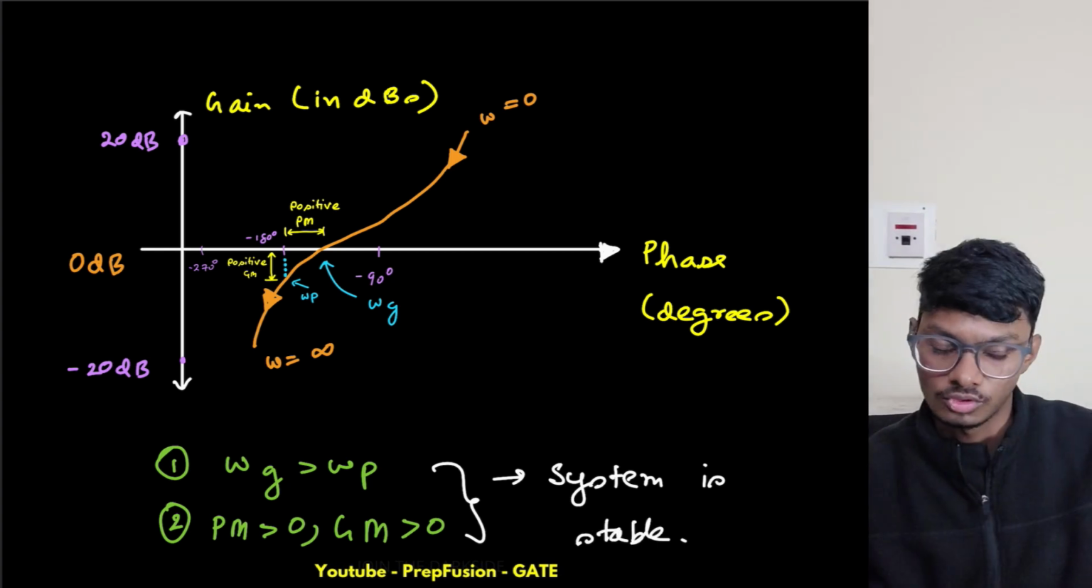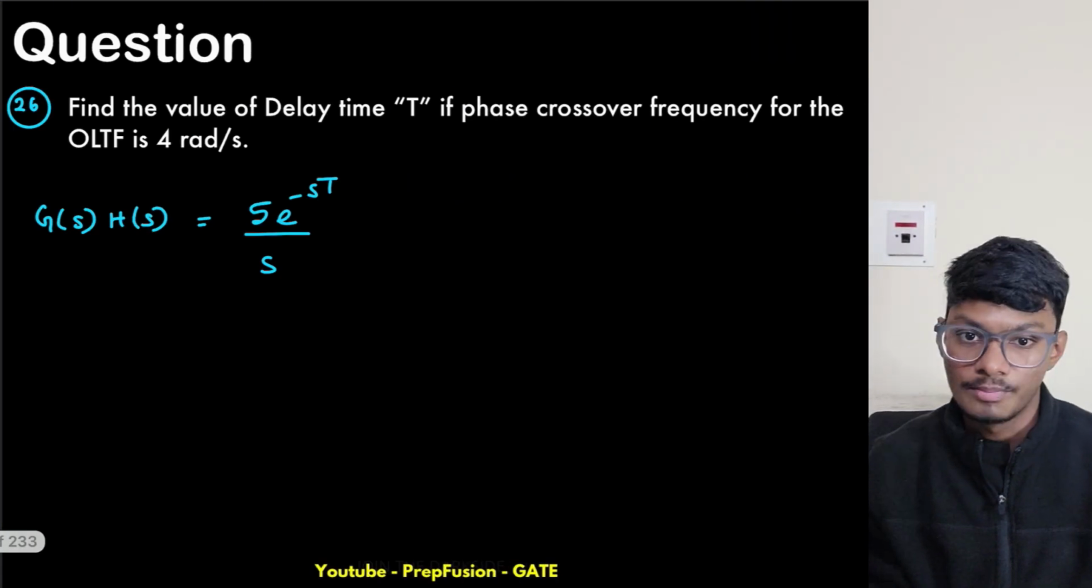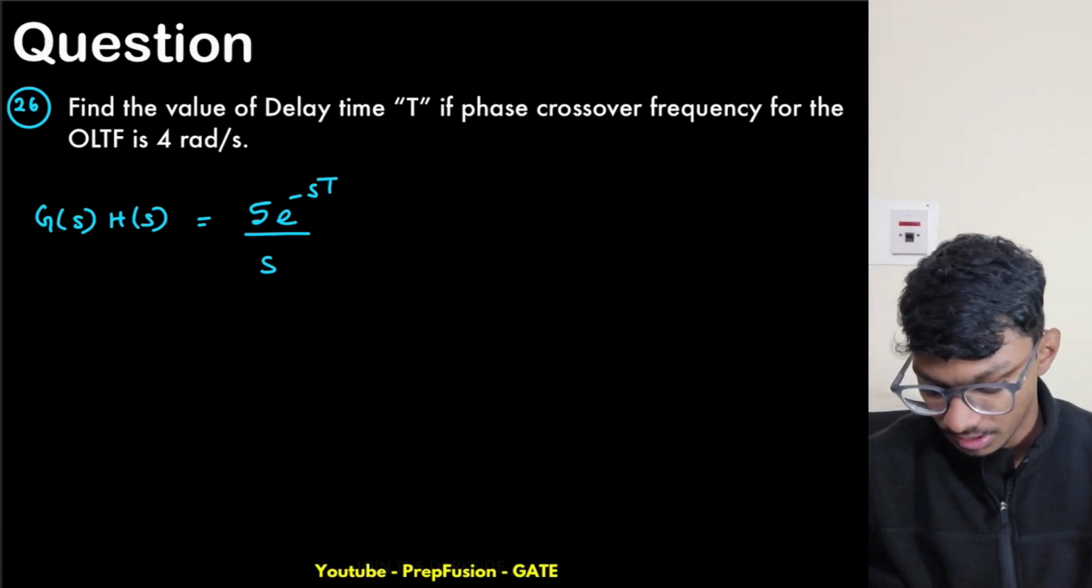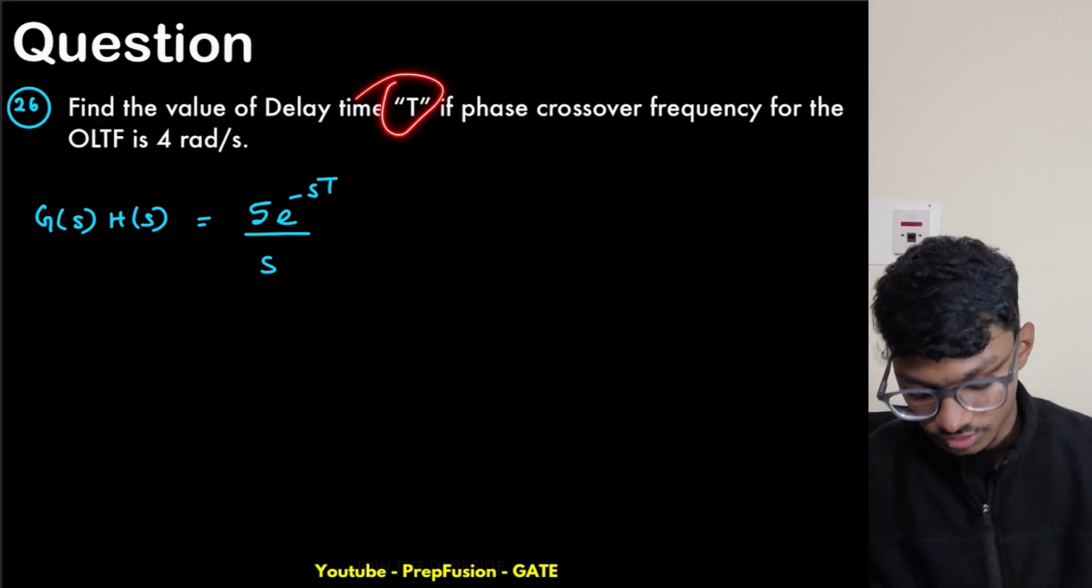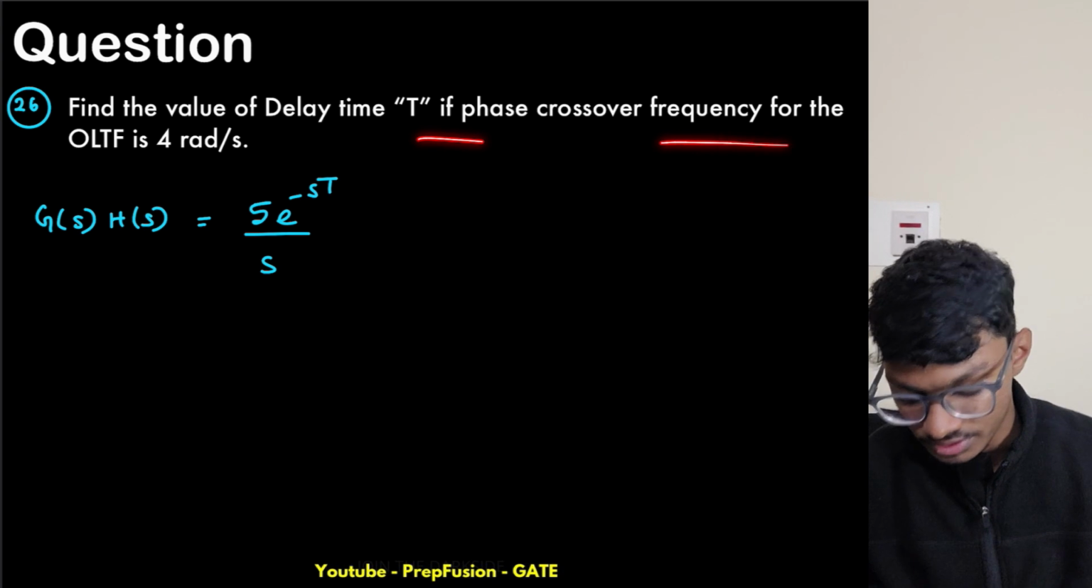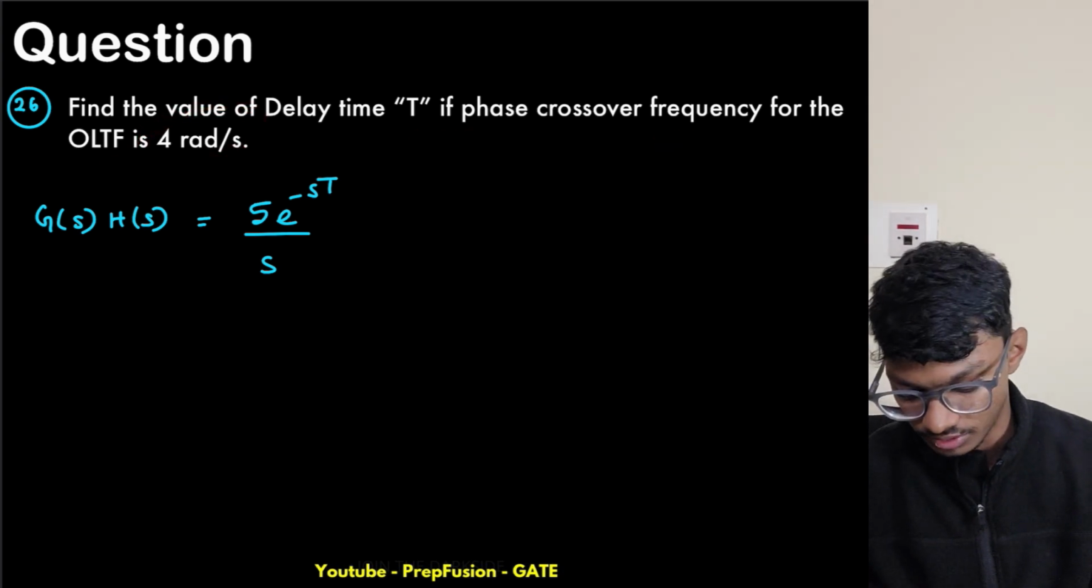Okay, so this is how you solve the question like this. Now let's come back to our normal question. This is a question about the time delay, right? Find the value of delay time t, if the phase crossover frequency for the OLTF is 4 radians per second. Okay, and the OLTF is given.